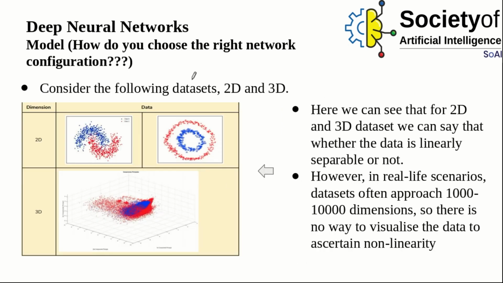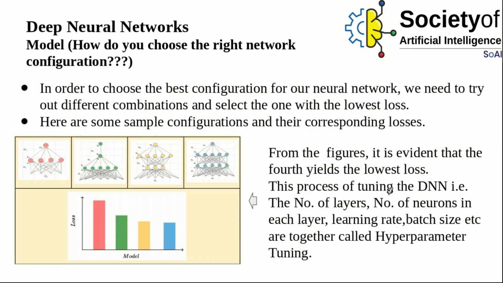Now, let us consider datasets in 2D and 3D. Here we can see whether the data is linearly separable or not. However, in real life scenarios, datasets often approach 1,000 to 10,000 dimensions. So, there is no way to visualize the data to see non-linearity. In order to choose the best configuration for our neural network, we need to try out different combinations and select the one with the lowest loss.